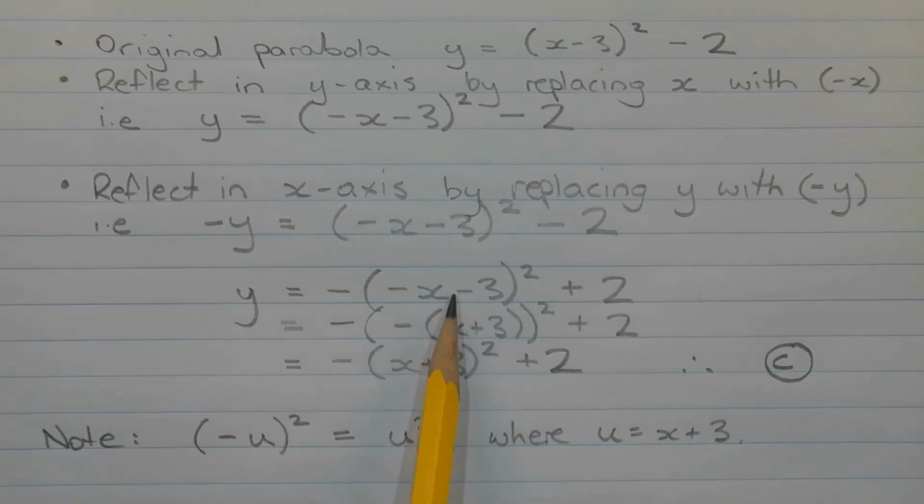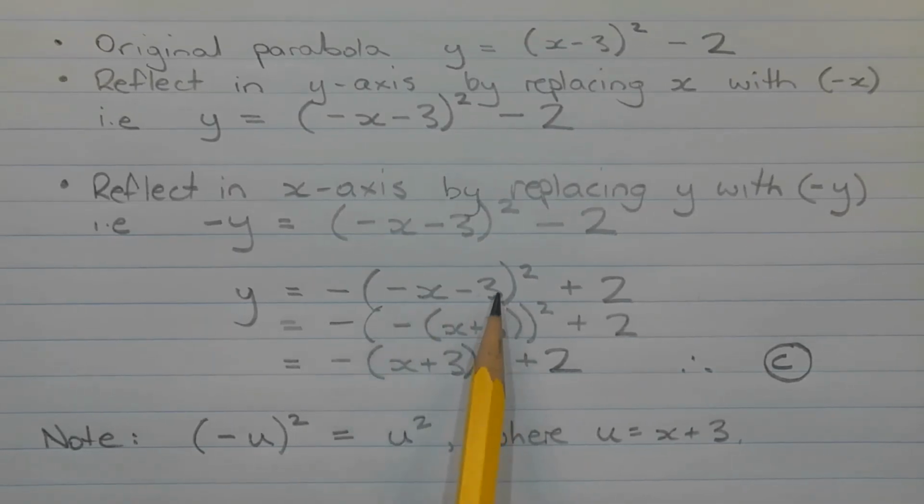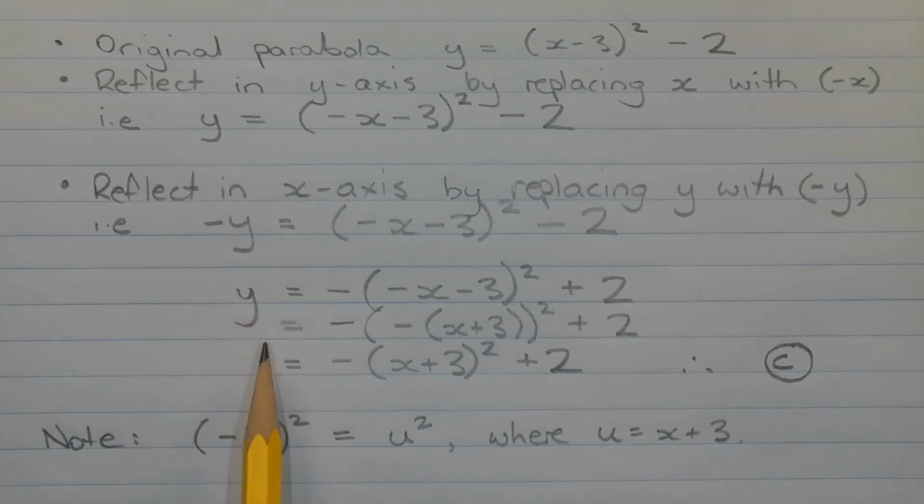Now we can factorize the negative from the x and the 3 inside this bracket here. So the equation becomes y equals negative, open bracket, negative, open bracket, x plus 3, close bracket squared, plus 2. So all I've done is I've just taken the negative out, and the negative x minus 3 becomes x plus 3.